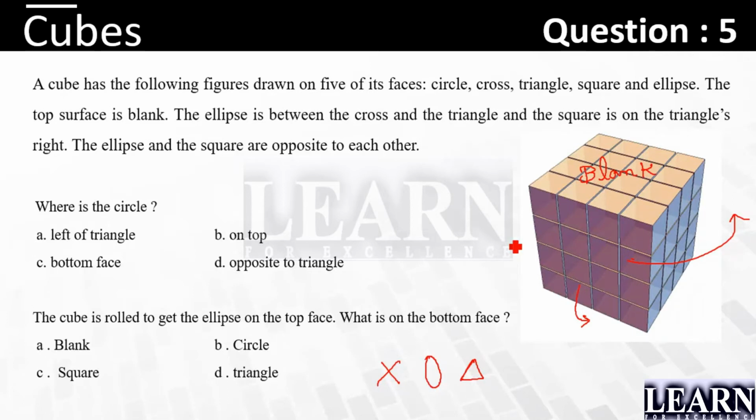The square is on the triangle's right. Now, if you place this cube in this way, and you take out the square to the triangle's right, there are again two possibilities. The triangle can be on any of the faces, like it is pasted on the wall, or it can be at the bottom. Triangle can be at the bottom also.